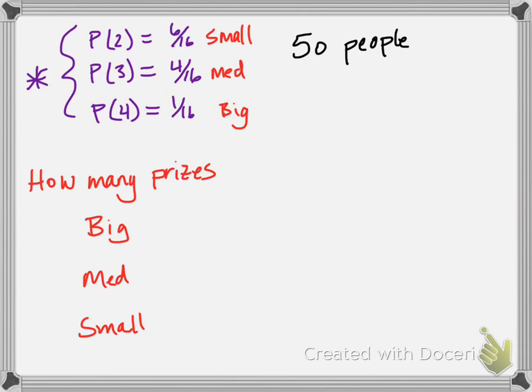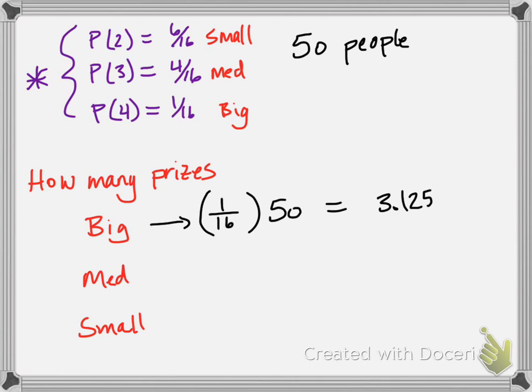Okay, so for the big prizes, the way I find this is I just go, okay, well, they have a 1 in 16 chance of getting a big prize. I can turn that into a decimal, which would be easier. And I'm going to multiply that times 50. So if I do that, I go 1 divided by 16 gives me 0.0625. I multiply that times 50. And that gives me 3.125. So what I would do is I would probably buy 4. Or maybe even 5, just in case some people with some skills show up. So that's how many I need to buy.